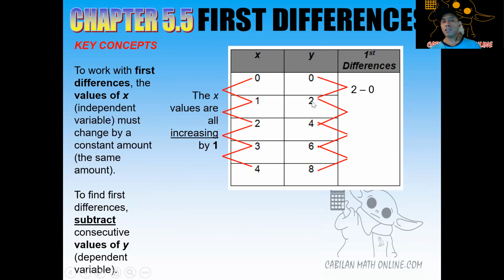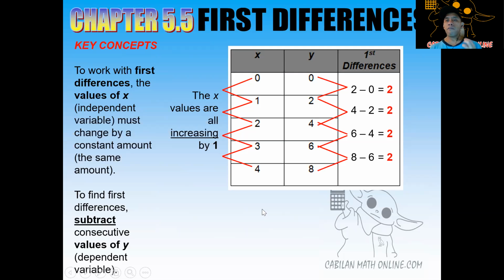So to find the first difference between 0 and 2, I'm just going to take 0 and subtract it from the 2, just like what you see on the screen here. And that will give me an answer of 2. Same thing for this next one. I'm going to take this 2 and subtract it from 4, and surprise, surprise, that also gives me 2. So all I'm doing is taking the value and subtracting it from the next one. And as you can see, each one of these has an answer of 2.